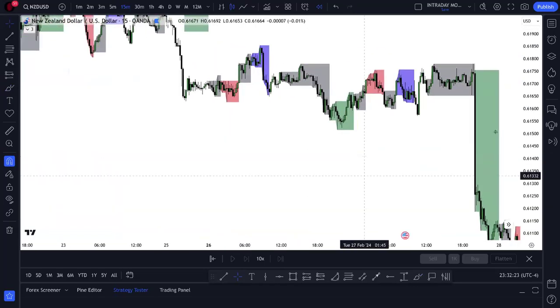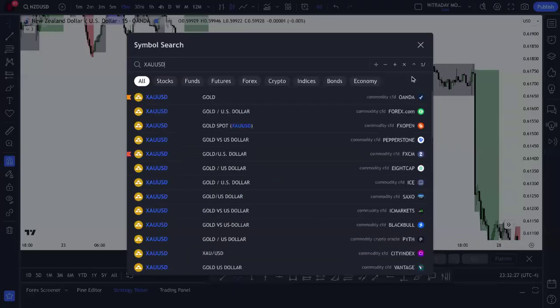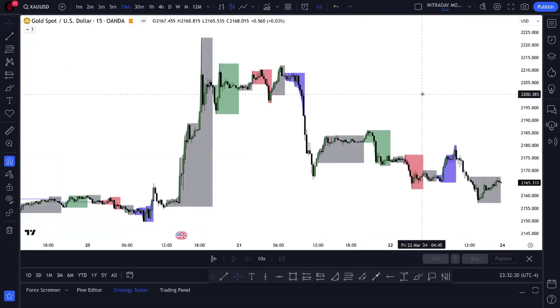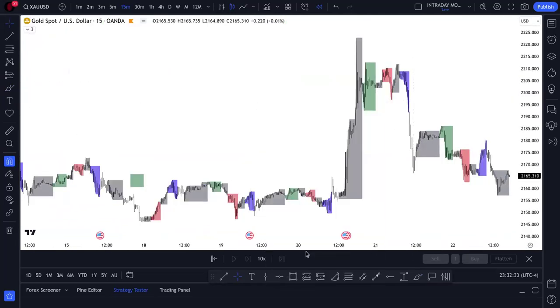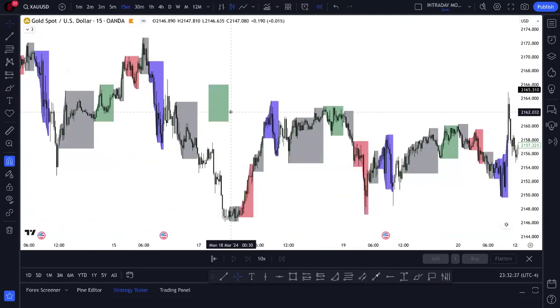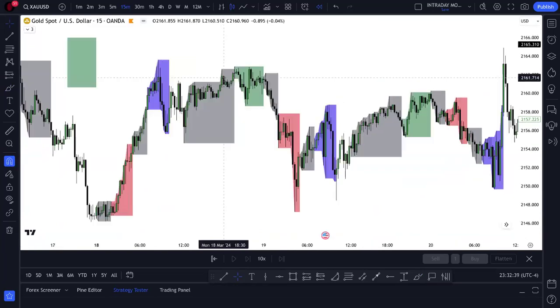Does this happen for gold? People may ask. This is a good question. You want to see? Here you go. Of course it happens for gold. Gold versus US dollar? Of course it happens for gold. Look at the consolidation. Look at that.